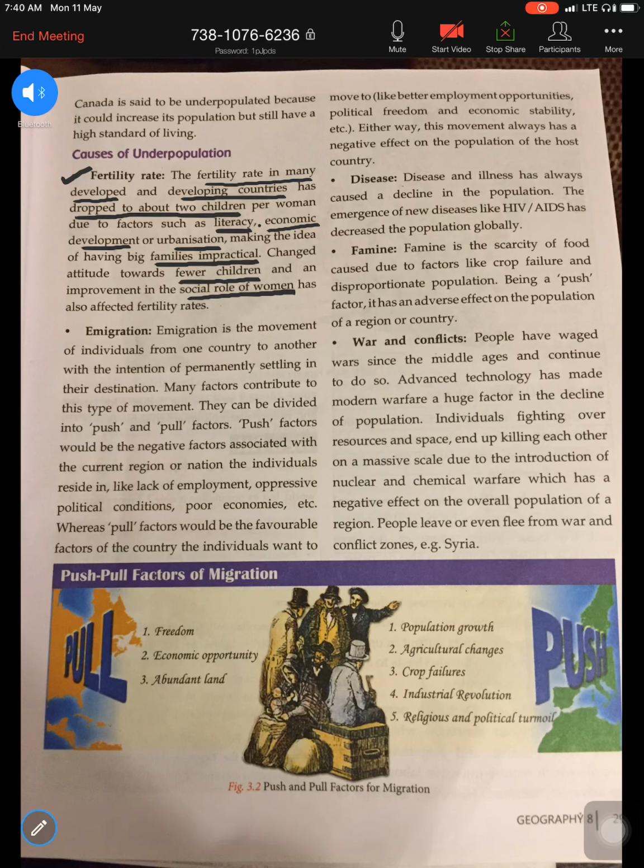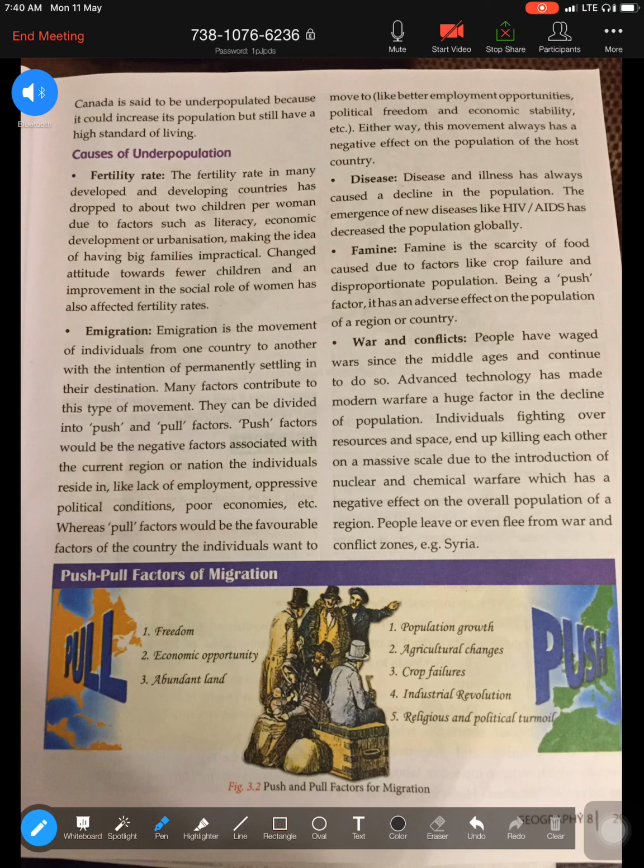Second, immigration. Now, how does immigration affect? What is immigration? Immigration is the movement of individuals from one country to another with the intention of permanently settling in their destination. So this can be the second reason why a country or place is underpopulated, when too many people start leaving their place and move to some other place to permanently settle there.